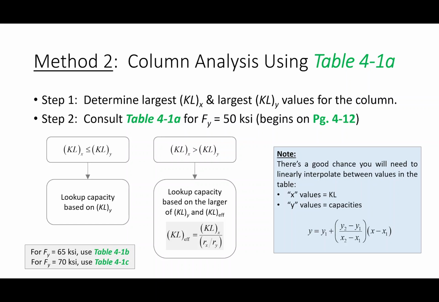That's it. But if KLx is bigger than KLy, we compute this effective KL, and we look up the capacity based on the bigger of either KLy or this new KL. Don't worry, we're going to have some practice on this on Wednesday. There is a good chance you're going to be looking up the capacity based on an effective KL of 14.62 feet. Well, there is no listing for 14.62. There's a listing for 14 and a listing for 15.